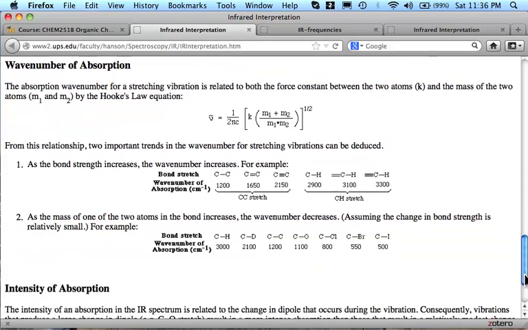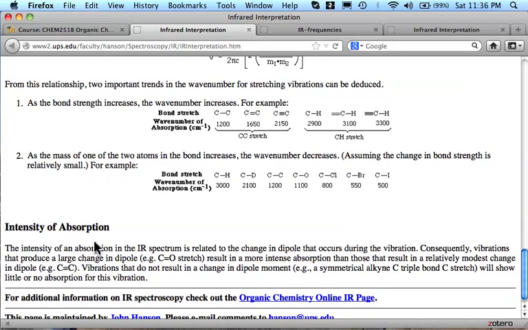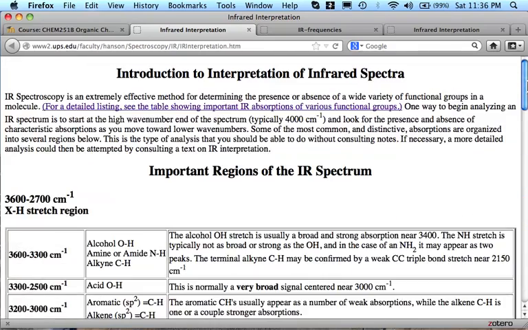Also, I'll point out that the intensity of an absorption is usually related to a change in dipole. So a C double bond O vibration will have a much stronger intensity because of the dipole there and the change in dipole that occurs as it stretches, versus a C double bond C, in which case there's not usually as large a dipole, so those peaks will be smaller. So with that in mind, I'll let you look at that at your leisure, but that's where a lot of the information that I'll be talking about today comes from.